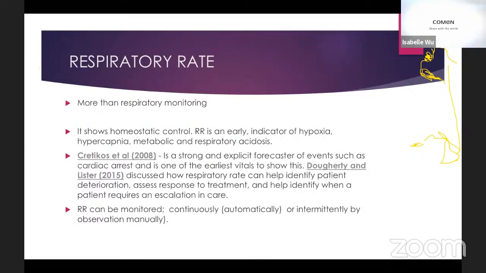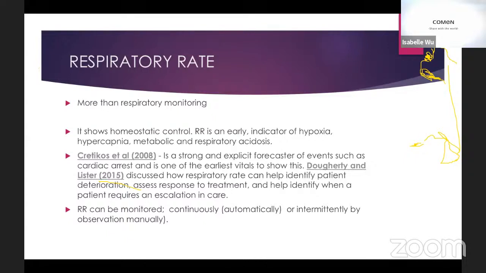Respiratory rate is probably the most underutilized vital sign in history. I know if I asked everyone to raise their hands if they've ever examined a patient but not actually counted the respiratory rate, all hands will be up, I'm sure. Mine inclusive. But respiratory rate is a vital sign which is essential.